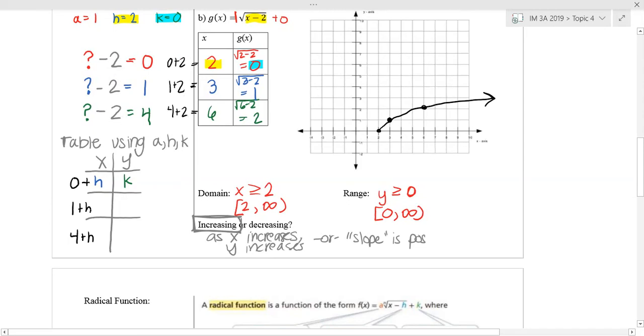So if I remember that for each of them, that's a strategy where I don't have to think as hard about, okay, what makes 0, what makes 1, what makes 4. I'm just adding H to those values that I want it to be.